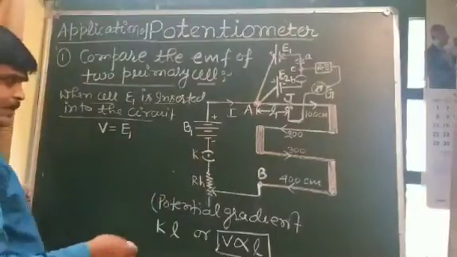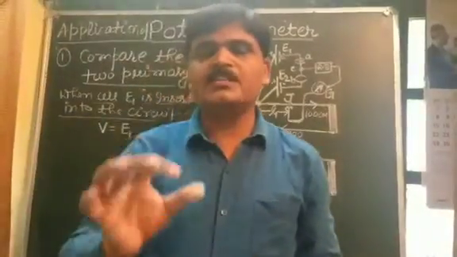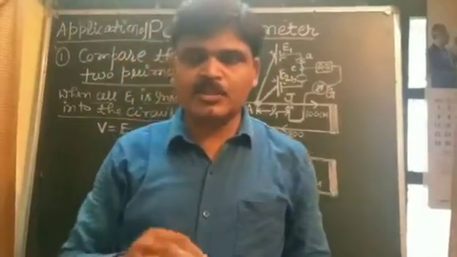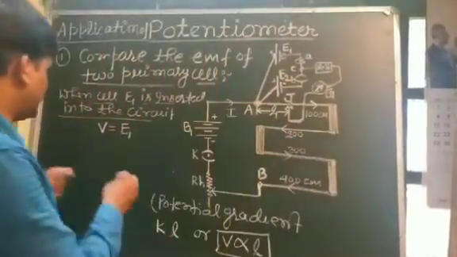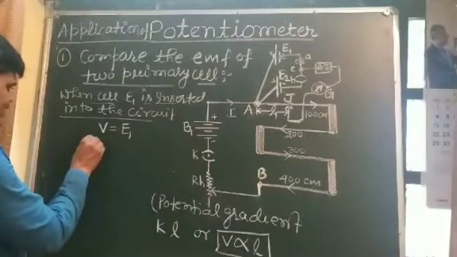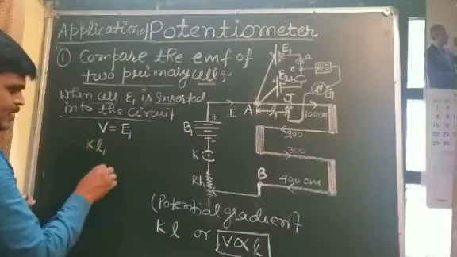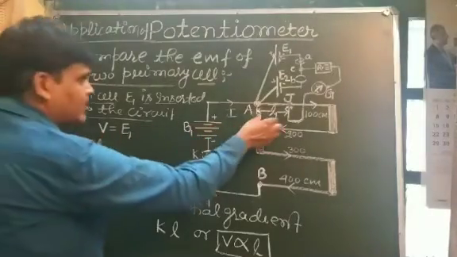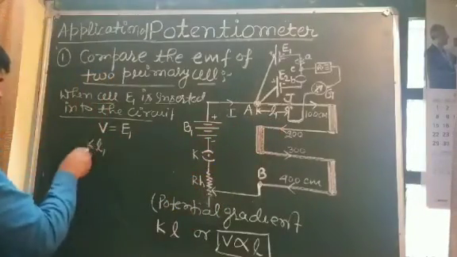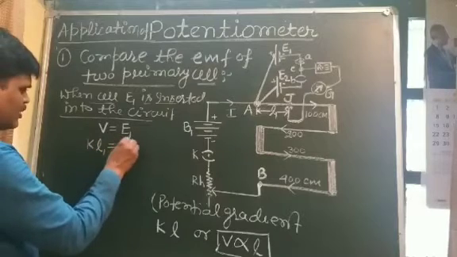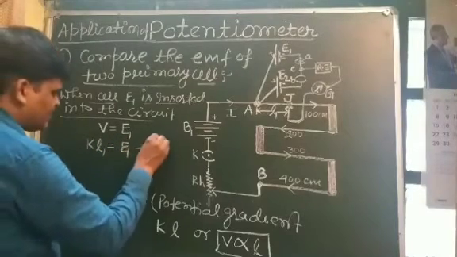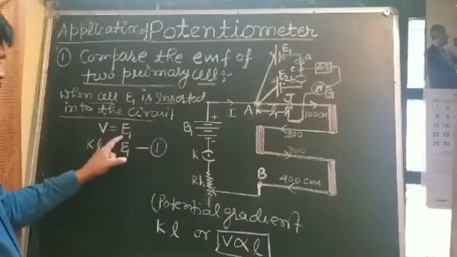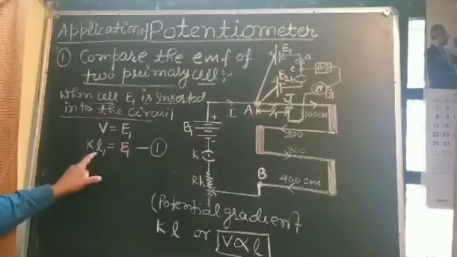And, students, if K is the potential gradient along the length of the potentiometer wire, we know that V equals KL. I have already explained this to you. V equals KL, but here the length of the wire is L1. So V equals KL1, so E1 equals KL1. So the EMF of the first cell E1 is equal to KL1.